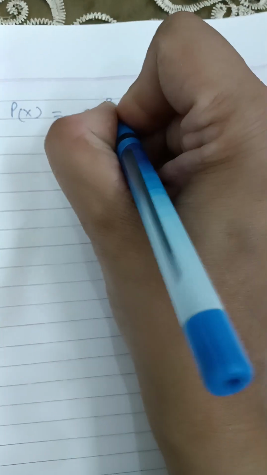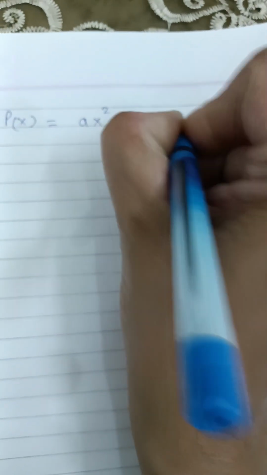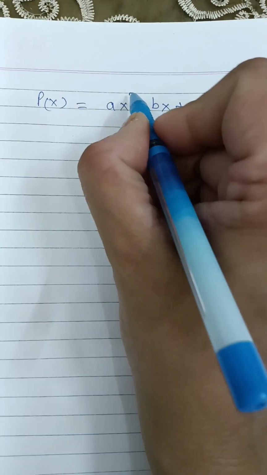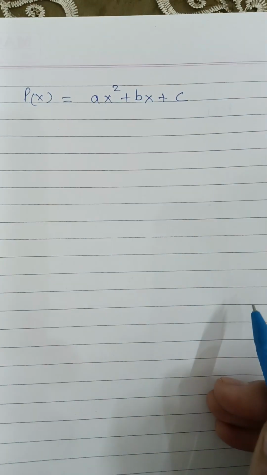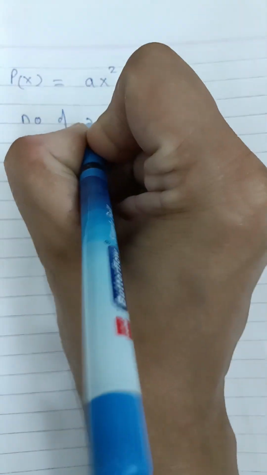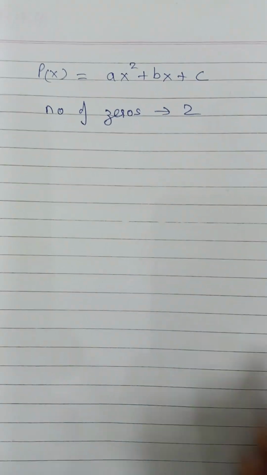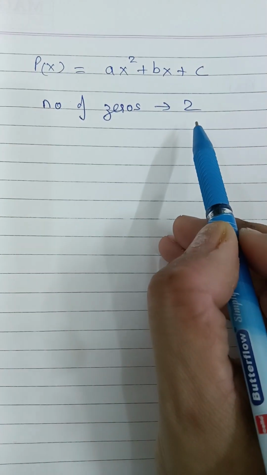Here we establish the relation between the zeros and the coefficients of a quadratic polynomial. Suppose we have a quadratic polynomial of the form ax square plus bx plus c. Now how many zeros are possible? The degree of a polynomial decides the number of zeros. Here the degree is 2, so the number of zeros will be 2.